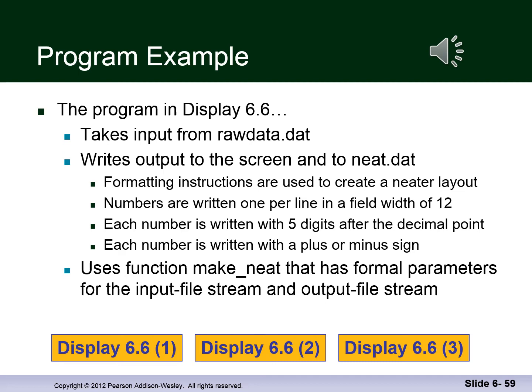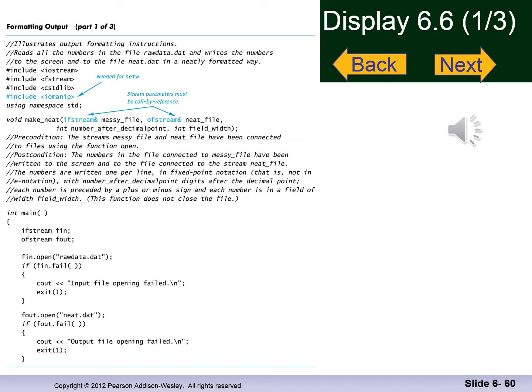Here's the first slide that shows the iomanip include directive that you need for the setw manipulator. And you'll see the function declaration of the void function makeNeat, and notice that it passes ifstream and ofstream objects in a call by reference parameter to a function that's going to take the messy file, set all the formatting flags, and output it as a neat file. Let's take a look at the next slide.